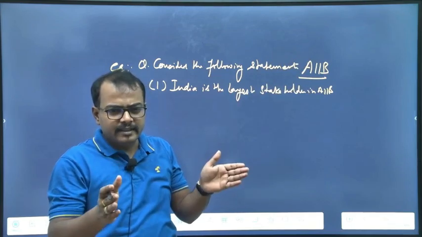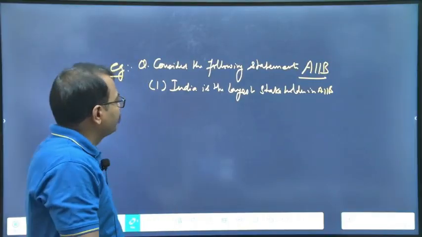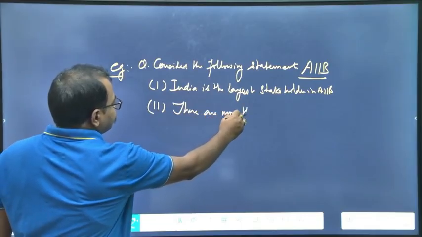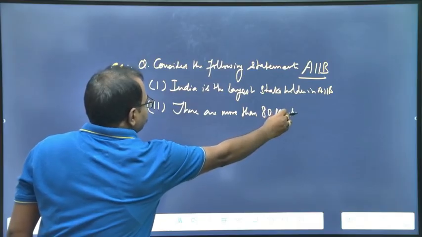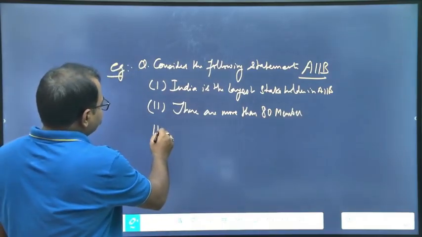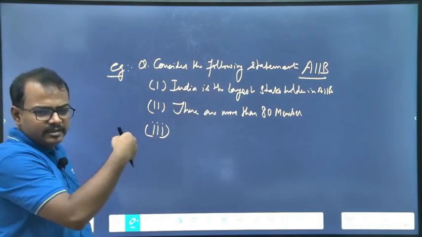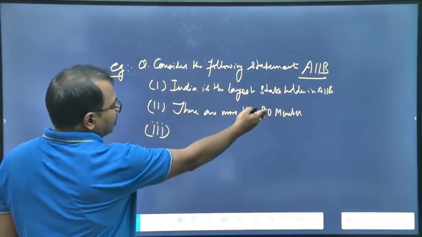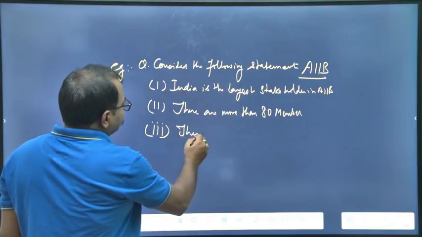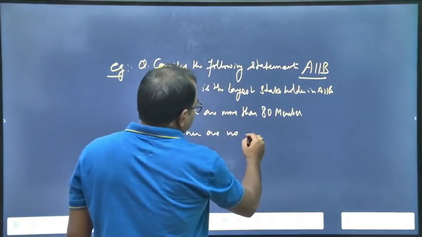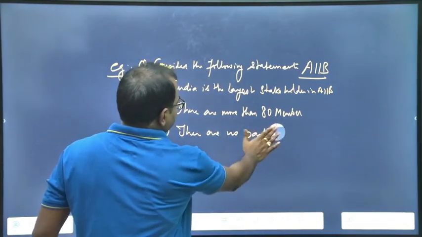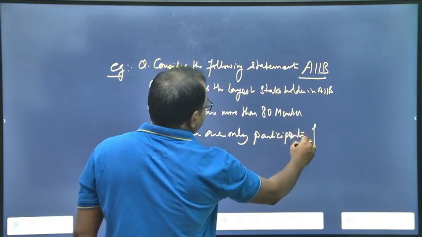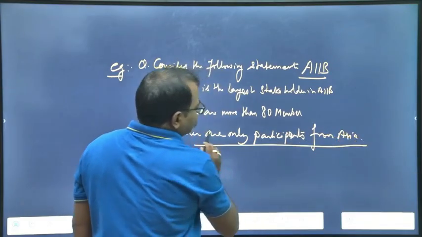So even if you know this thing or you don't know this thing, you can solve this question. I will tell you how. So India is the largest stakeholder. The second statement says there are more than 80 member nations in AIIB. I don't remember the sequence of the statements because it is a long old question, but the statements are more or less like this. India is the largest, there are more than 80 member nations in the Asian Infrastructure Investment Bank, and there are only participants from Asia. Like this kind of statements were there.